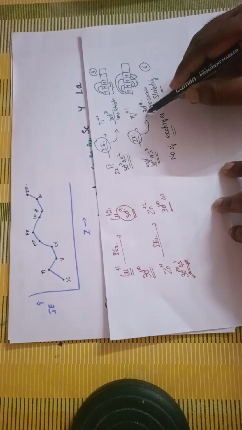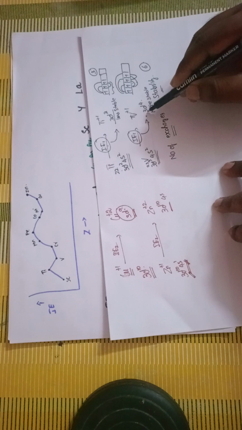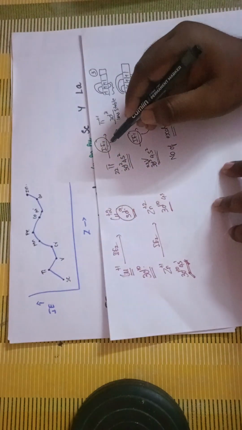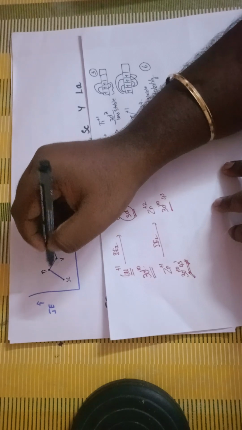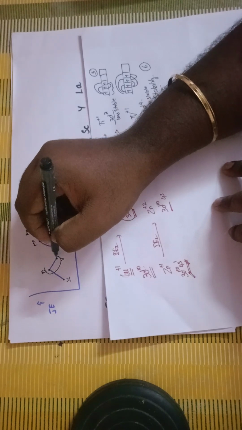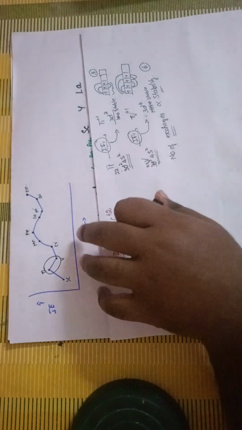If IE1 is used to form a more stable state, the energy required will be small. If IE1 is used to form a less stable state, the energy required will be large. By using this idea, we can answer this question: why it decreases here. Clear?